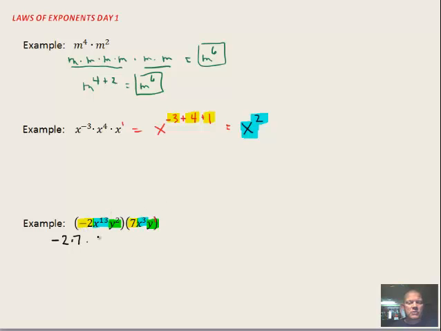Times x to the 13th times x to the 3rd, and then I'm going to put the y's together last, y to the 2nd times y. Alright, well negative 2 times 7, that's just negative 14.